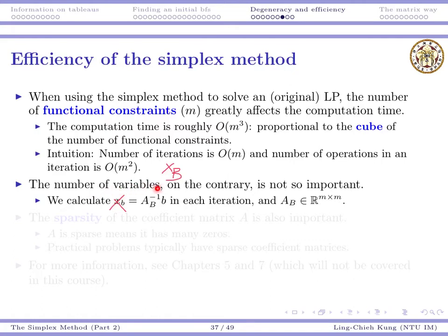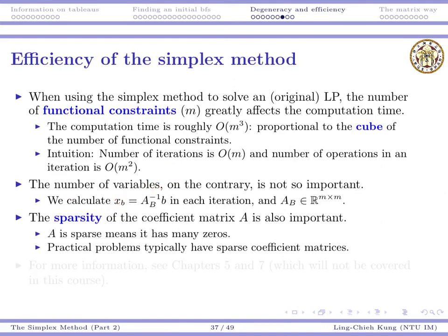So if you can have an equivalent formulation which has more variables but fewer constraints, then typically that may be better. Some other things: the sparsity of the coefficient matrix A is also important. Here, sparse means in this matrix there are a lot of zeros, and practical problems typically have sparse coefficient matrices.